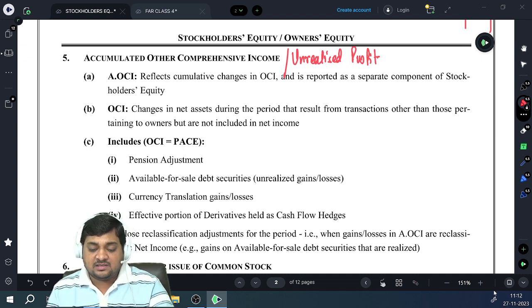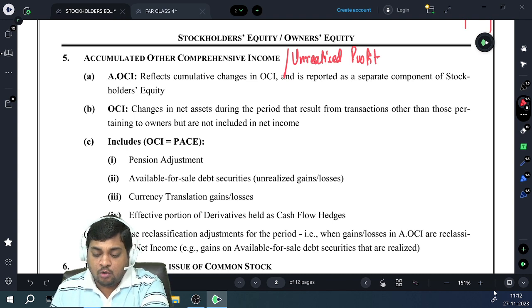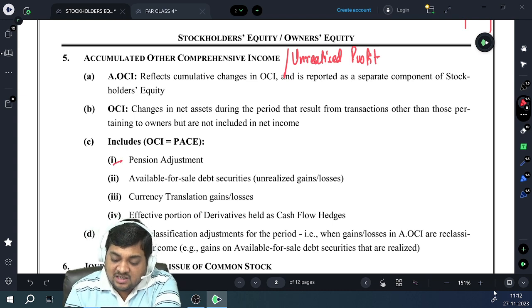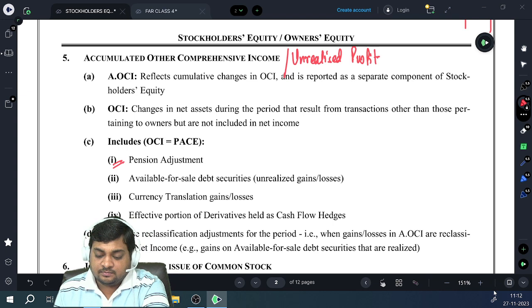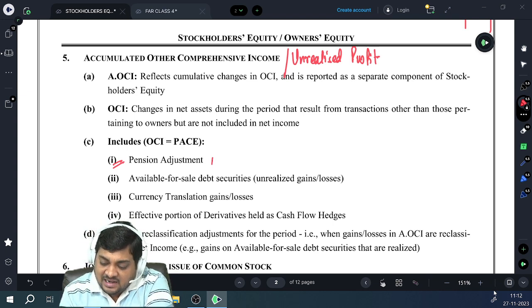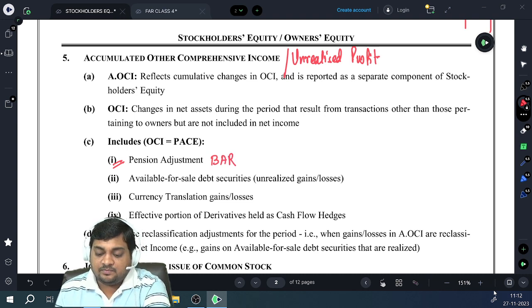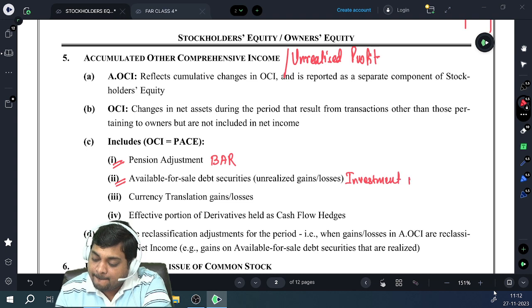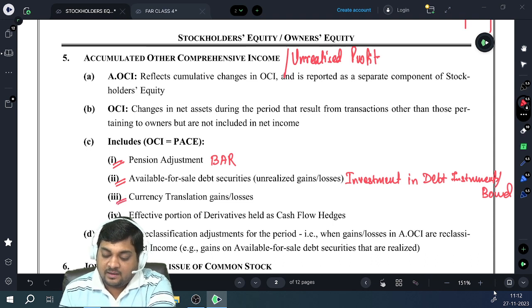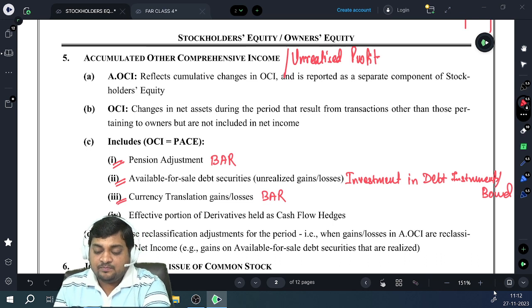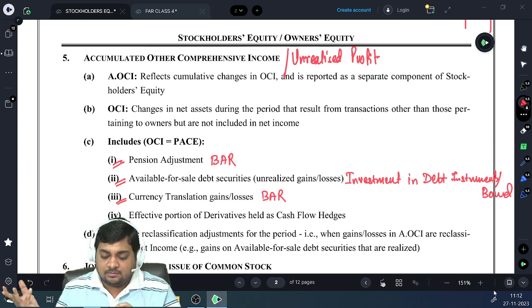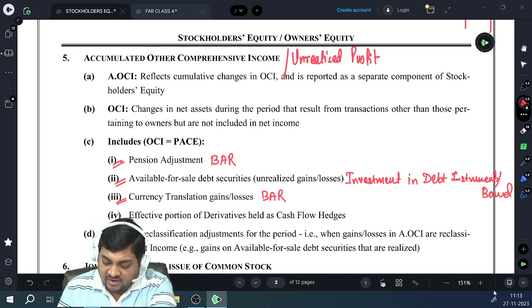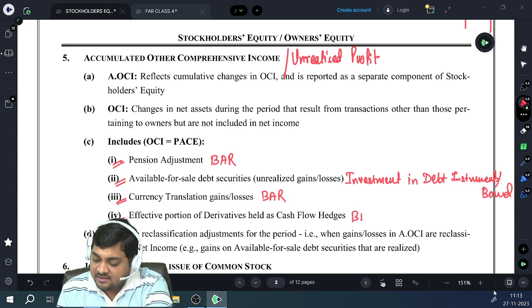Now other comprehensive income means it is related to your pension adjustment, right? This will be covered in the discipline subject, business analysis and reporting, right? Available for sale debt securities, this we will cover when we do investment in bonds. Currency translation gain loss, again this will be covered in business analysis and reporting. Some advanced topics of FAR have been moved to the curriculum of BAR, right? Effective portion of derivatives held as cash flow hedges, again this is the topic of BAR.